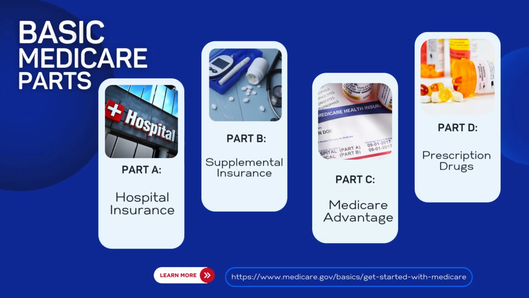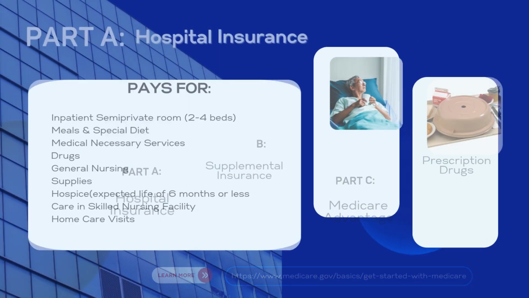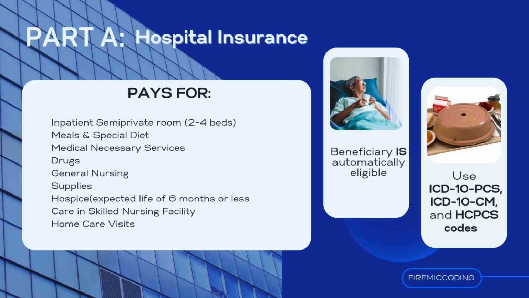So there's four basic parts of Medicare. There's Part A, hospital insurance coverage, Part B, supplemental insurance, Part C, Medicare Advantage, and Part D, prescription drugs. Now, recently I found out there's also a Part F, but that's for another day. Most importantly, just know Parts A through D. So when you hear the word beneficiary, that's the recipient, that's the person that's receiving these Medicare or Medicaid benefits.